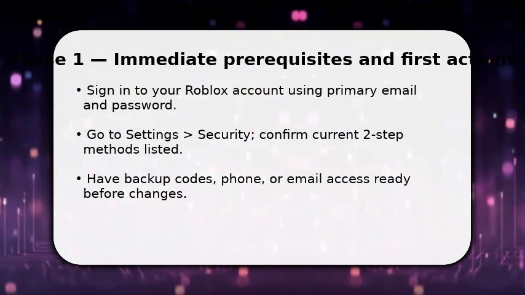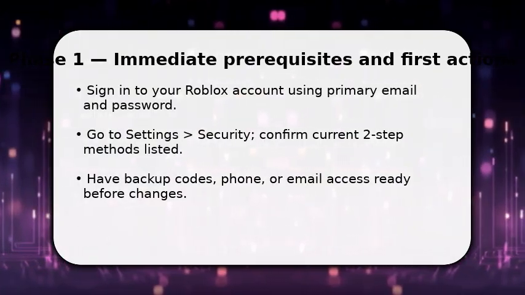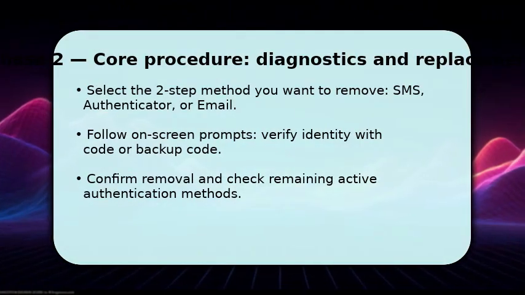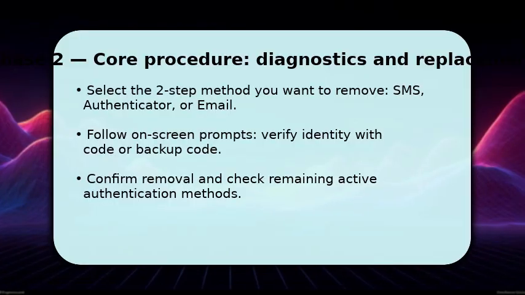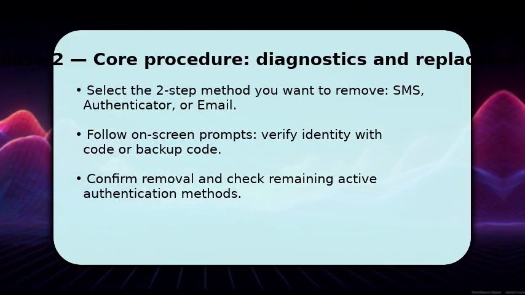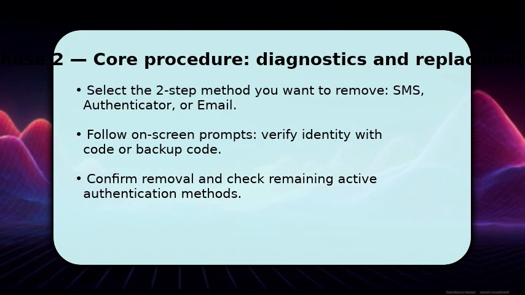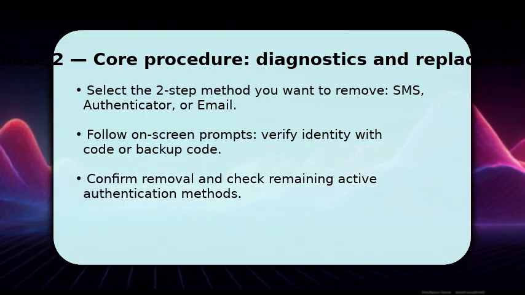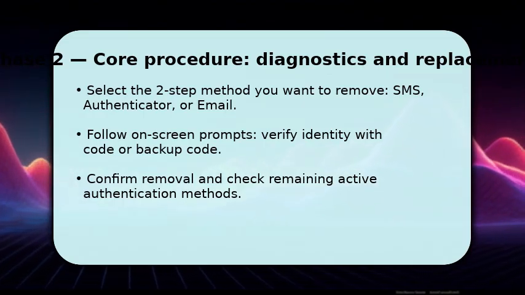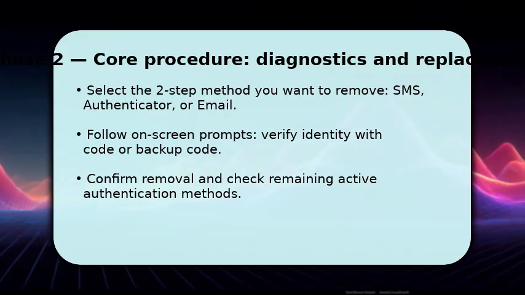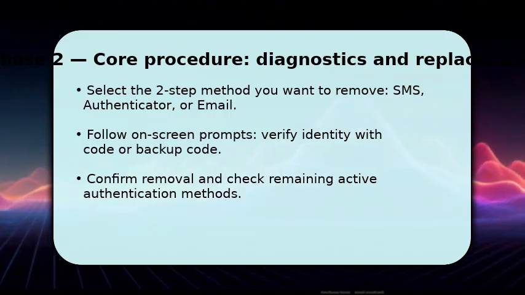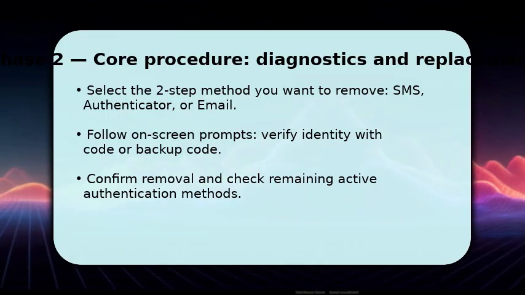You now remove specific verification entries by selecting the method, SMS, Authenticator app, or email, and choosing Remove. When prompted, verify your identity with the sent code or use a saved backup code. This proves you're the account owner. Once removed, watch the confirmation message and note which methods remain active. If you have multiple methods, keep at least one enabled for security. This middle phase is about doing each removal deliberately.